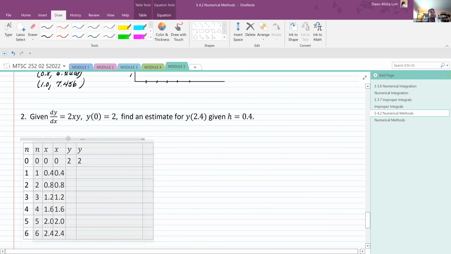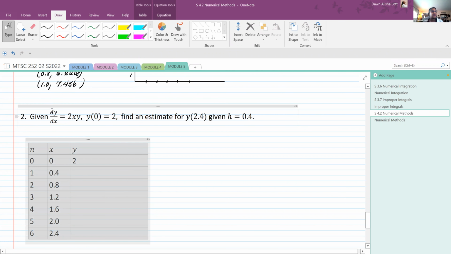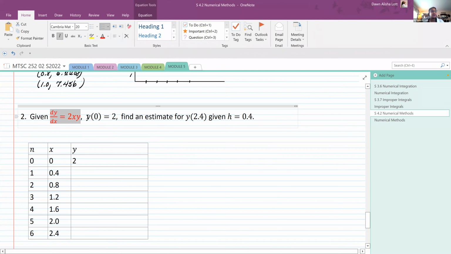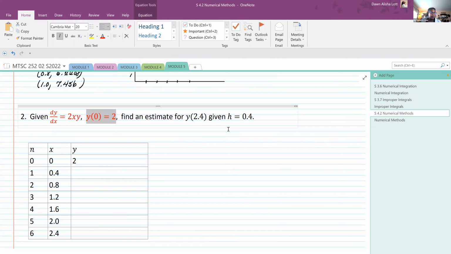Okay. Here's the next example. Here's the differential equation: dy/dx is 2xy. Here's the initial value: y at 0 is 2. And we're trying to find an estimate of y at 2.4, and they tell you what h is. Now, I can say this: the smaller h is, the more iterates you have to do, but the better your approximation and the smaller your error.